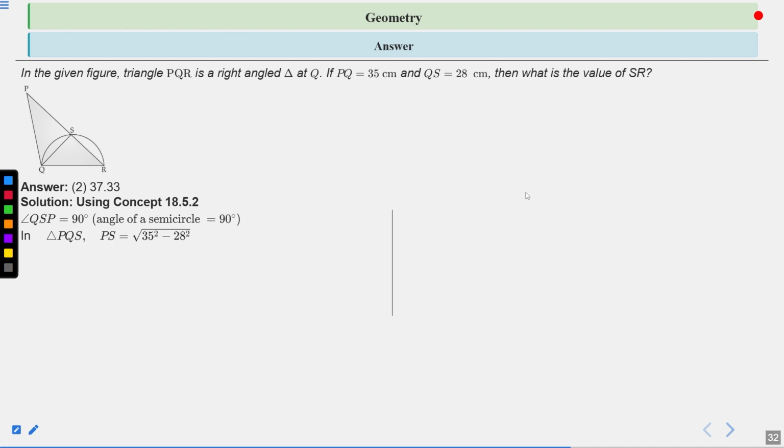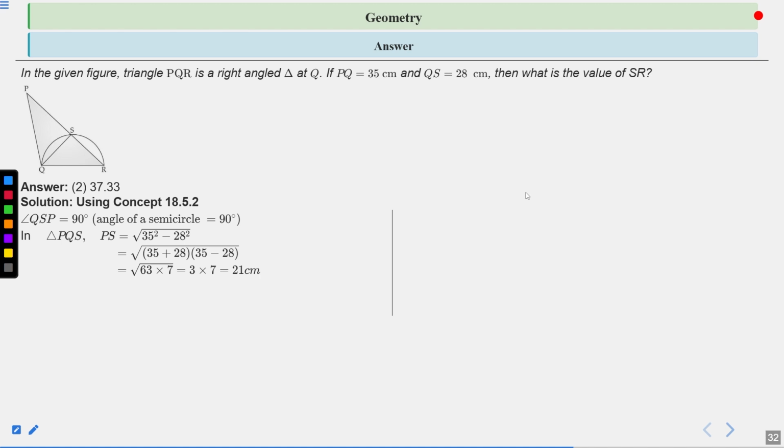Now when we need to calculate the length of PS, we can say that PQ is the hypotenuse, and QS, which is given as 28 centimeter, is the base. So we can calculate the length of PS. So under root 35 square minus 28 square. When we simplify it, we get under root 63 into 7, which is 3 into 7, becoming 21 centimeter. So we get the length of PS.